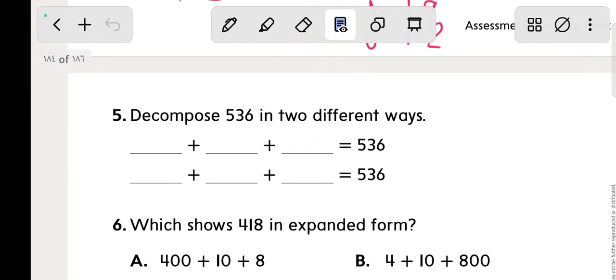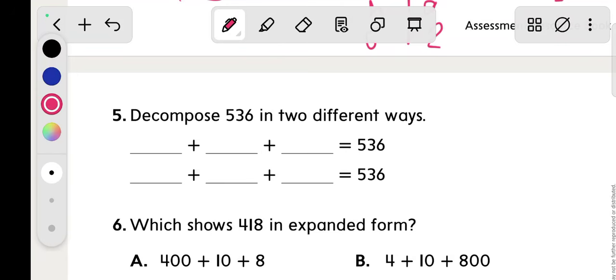Okay, decompose in 2 different ways. How can we decompose any number? Decomposing here means the same as expanded form, but with decomposing we have more than one way to solve it. How can we expand it? Expanded form: put every number alone, right?